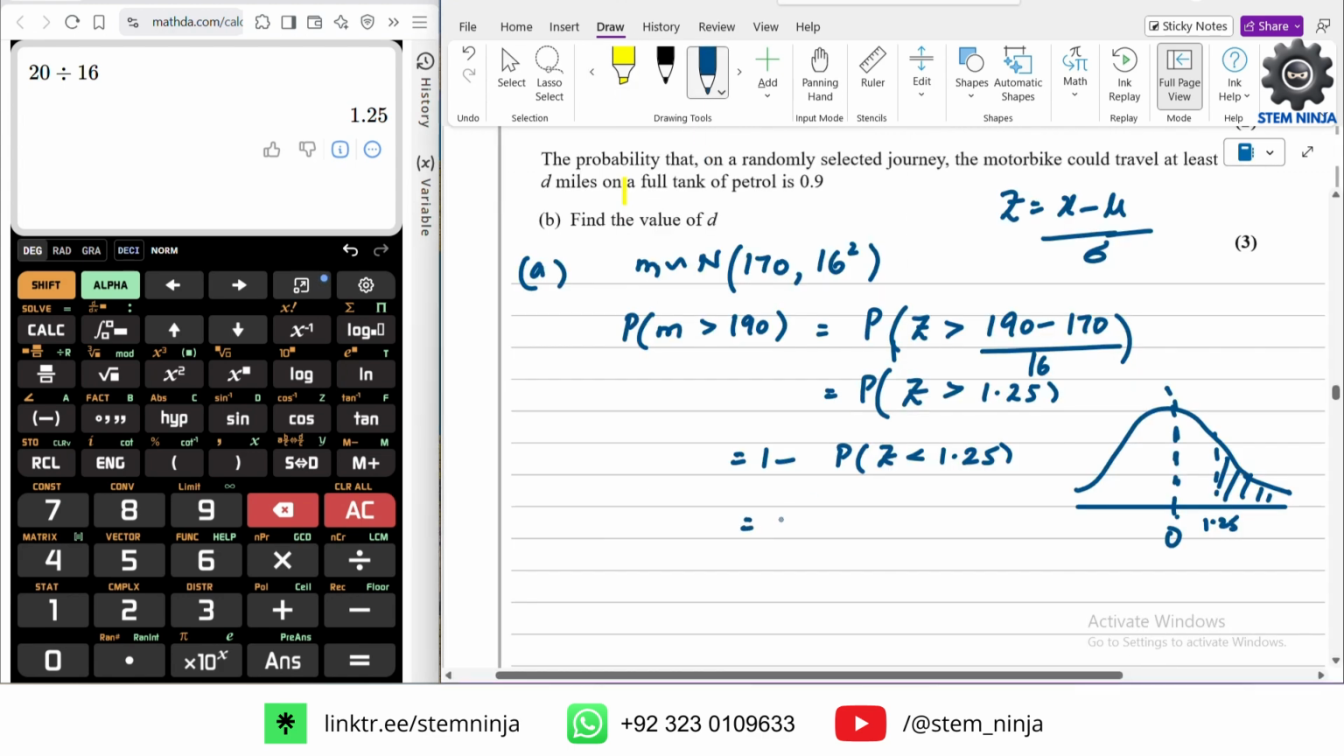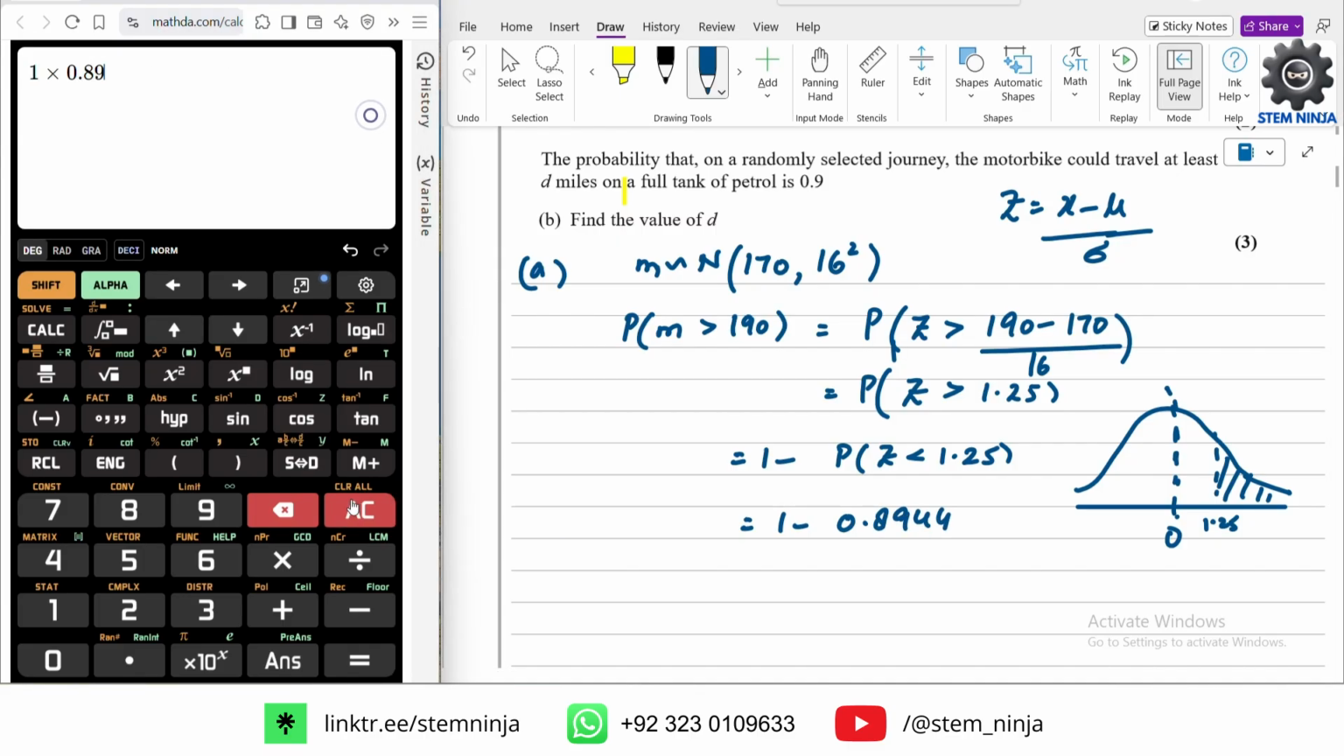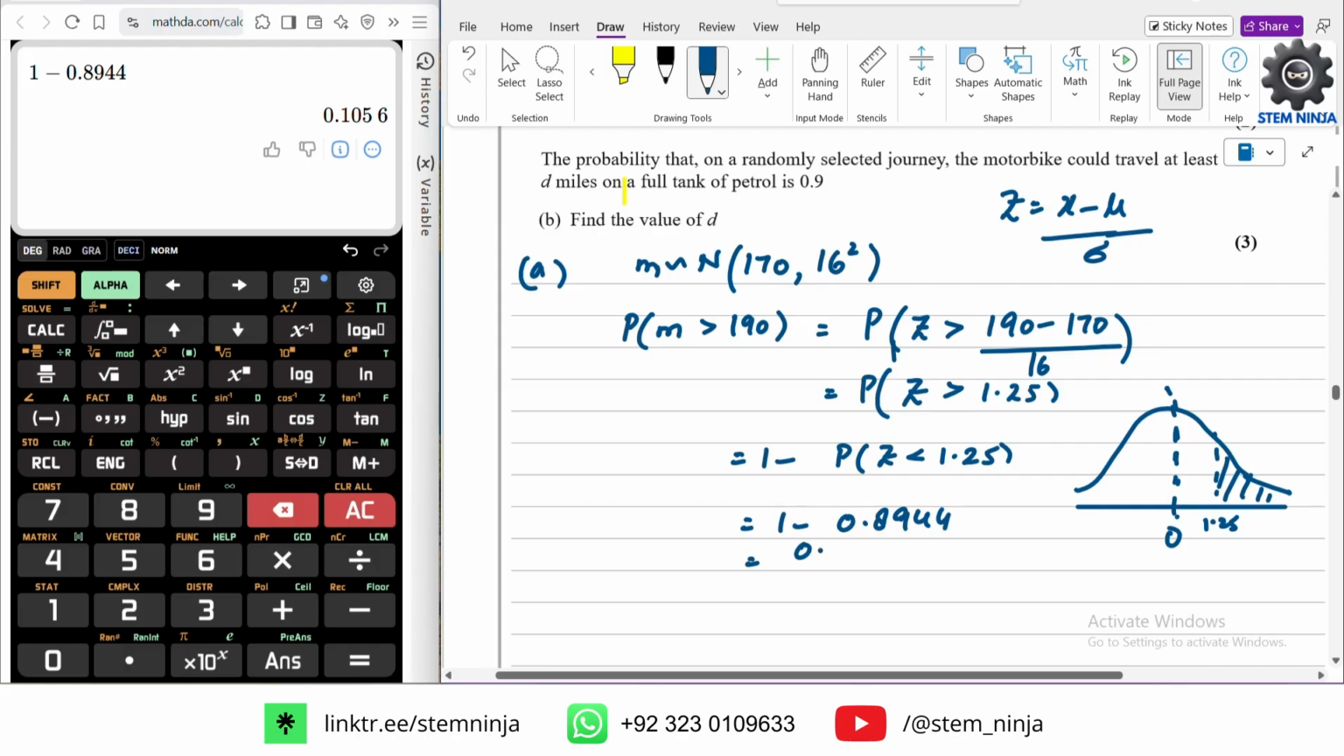Right. So this is 1 minus 0.8944. So 1 minus 0.894, sorry, minus, you get this value, 0.1056. You can round it up to 0.106.